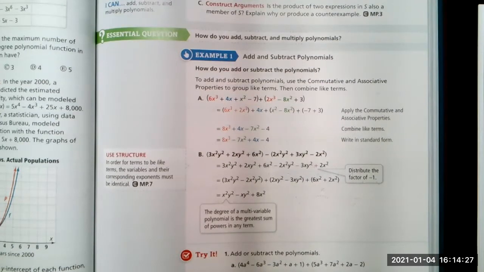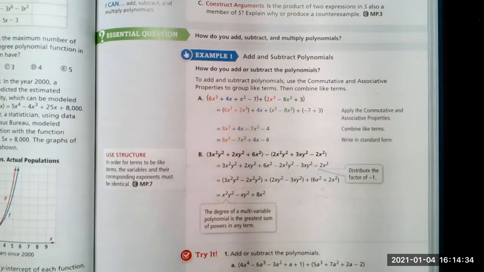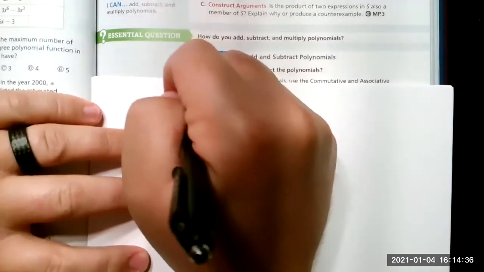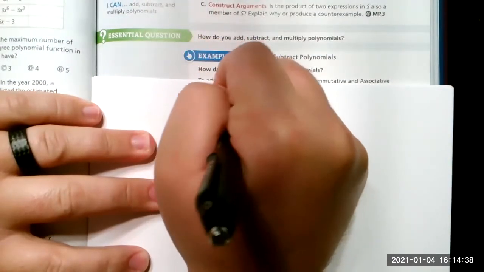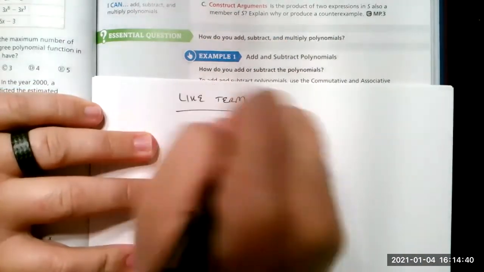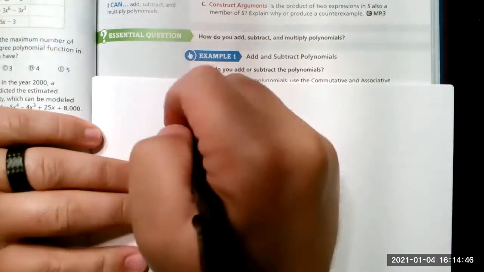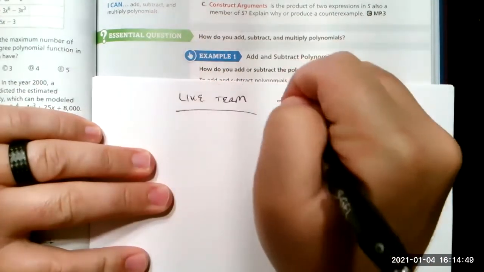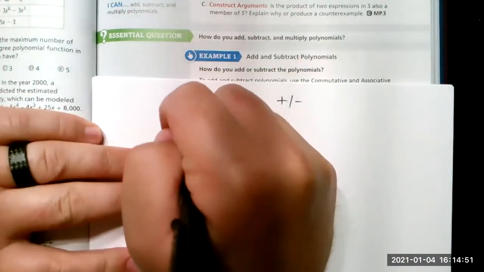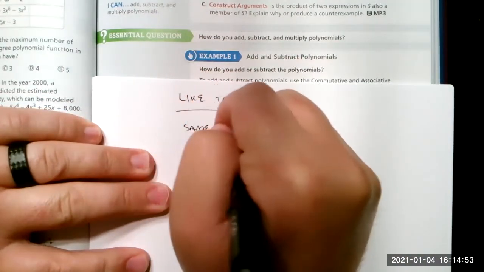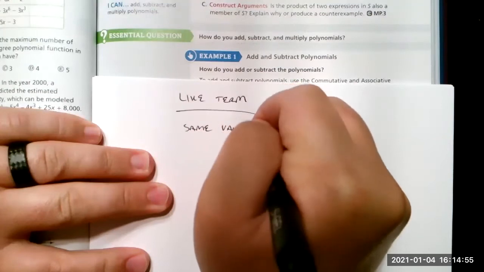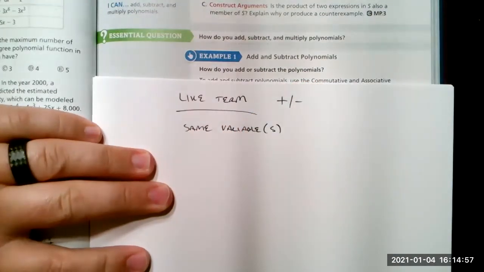So for example one, add and subtract polynomials. How do you add or subtract the polynomials? Well, like I said, you have to have what they call like terms. So let me just emphasize what that is. A like term has to have two things. It doesn't matter what polynomial or what terms you're looking at. In order for you to add or subtract them, you have to have the same variable.